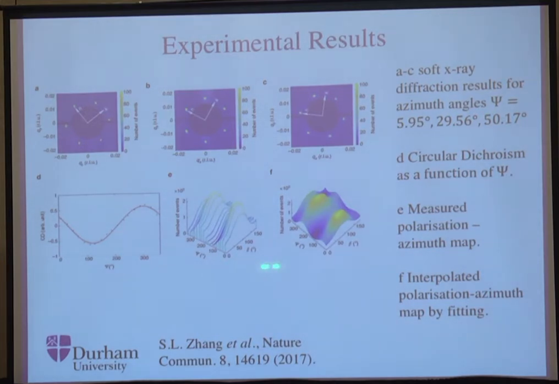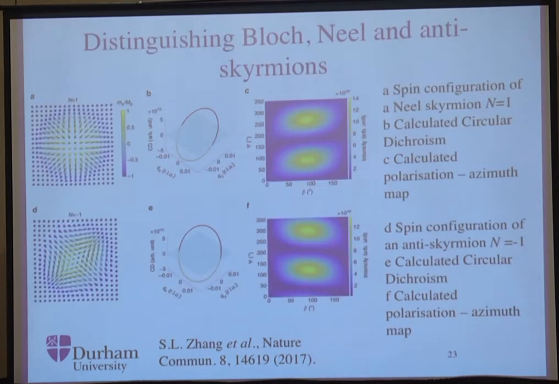And here is the experimentally measured map of the circular dichroism as a function of both the polarization angle and the azimuth angle. And that allows you to therefore show directly that the topological winding number of the Skyrmions is 1, which is not a surprise. But it does give you a way of distinguishing from Bloch and Néel and even anti-Skyrmions.